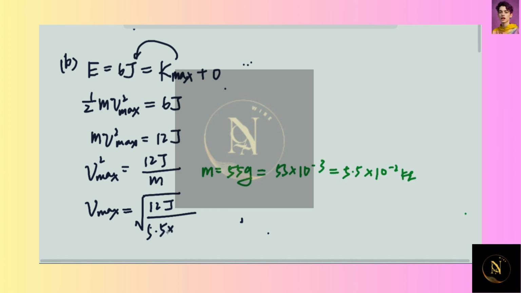With m as 5.5 times 10 to the negative 2 kilograms, that should give us an answer of around 14.77 meters per second. That's the maximum speed.